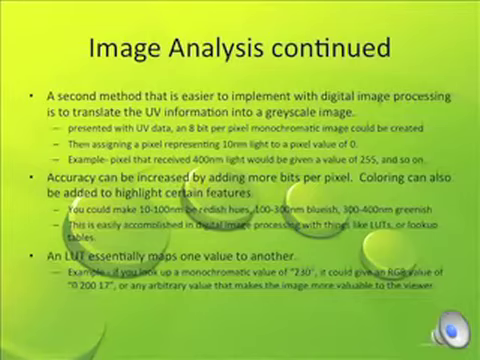And once you do this, you can add false coloring to it. So you could say 10 to 100 will be reddish colors, 100 to 300 will be bluish, 300 to 400 will be greenish. And this can be arbitrary, so you can add any kind of coloring you want to highlight certain features. You can also use something called lookup tables, which basically just map one color value to another.